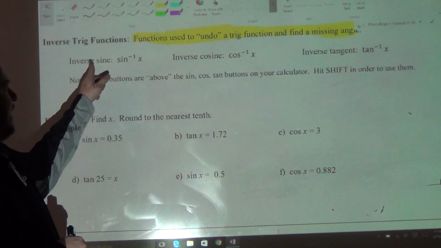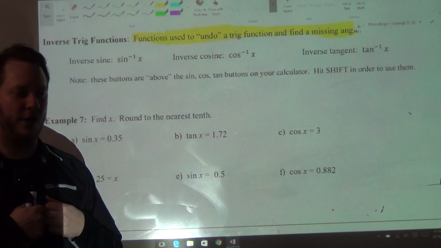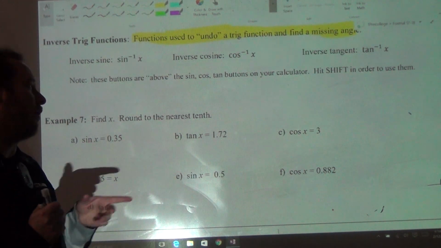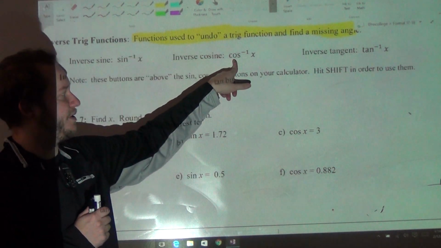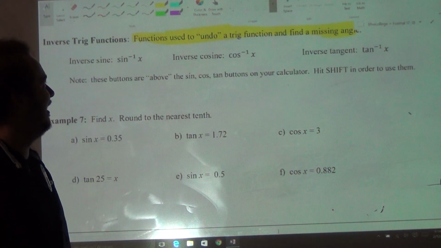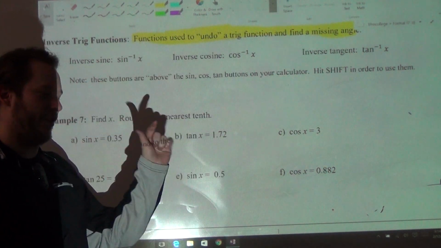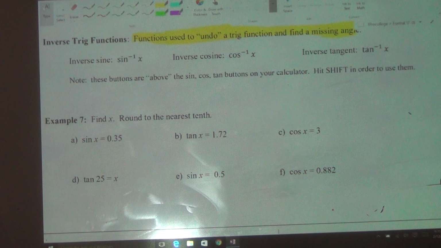Now, people say inverse sine, people say sine inverse. Either one of those is acceptable. In Oregon, I was taught to say arc sine. So I would say arc sine, arc cosine, arc tangent. Since I've been in Nevada now, I say cosine inverse, sine inverse, tangent inverse. So the order of those words isn't particularly important.